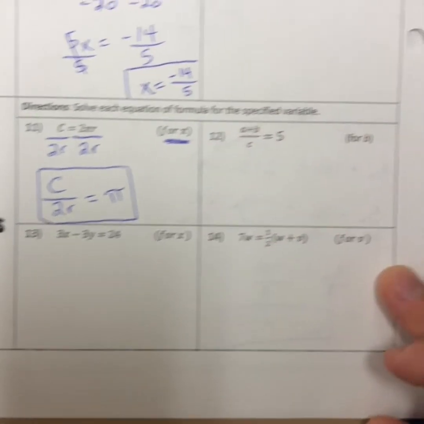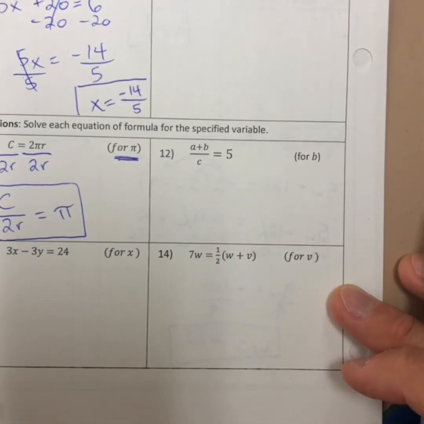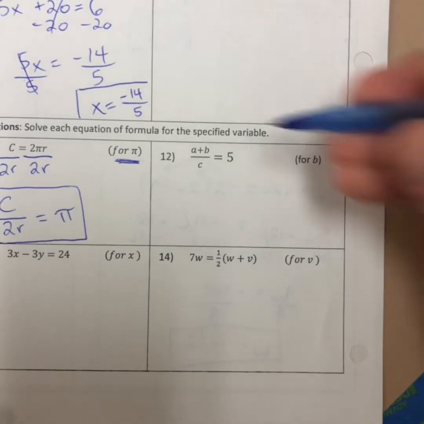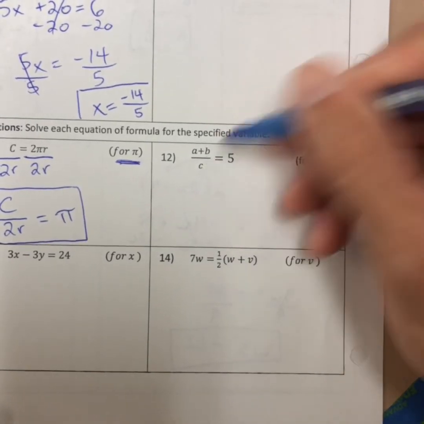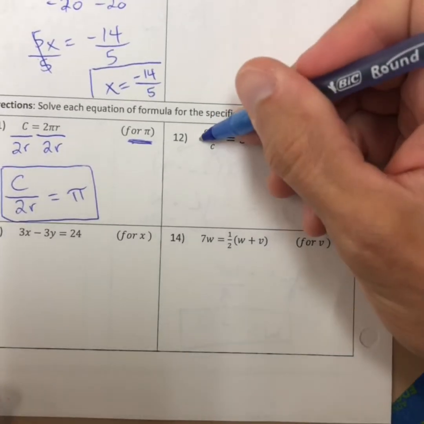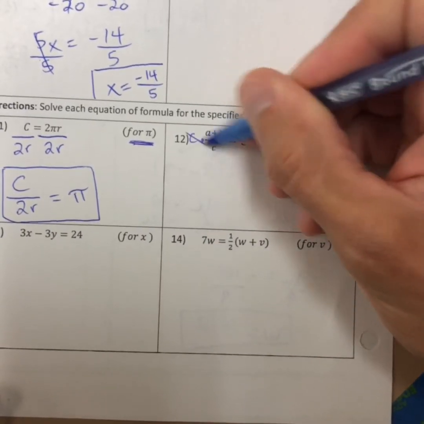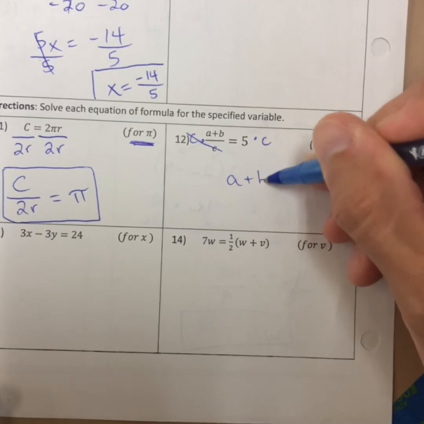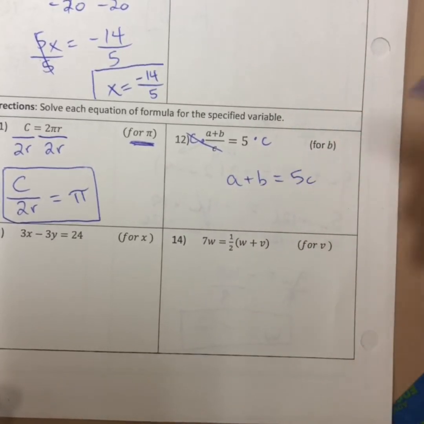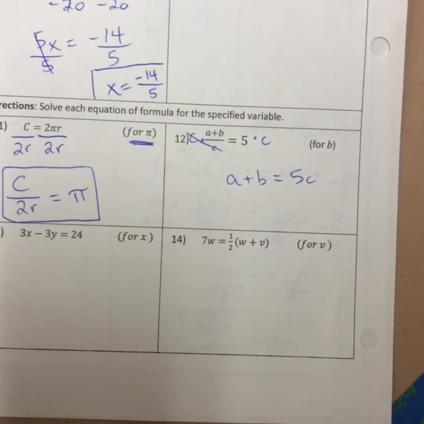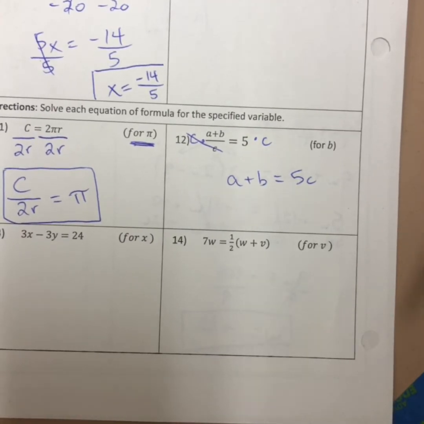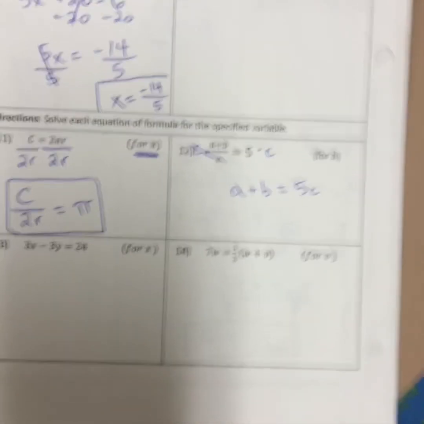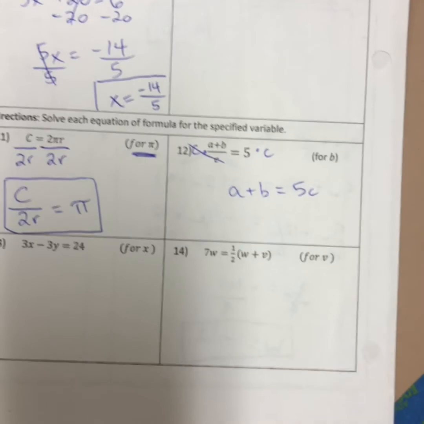Answer key will be provided. Don't worry about the fractions. I think you'll be able to handle those. Just in this case, pretend like c is a number. If we wanted to get rid of that fraction, we would just multiply by it on both sides. So now we have a plus b equals 5c, and I think you can solve for b with one more step. Try it out, and then your homework will hopefully be easier after watching this video.